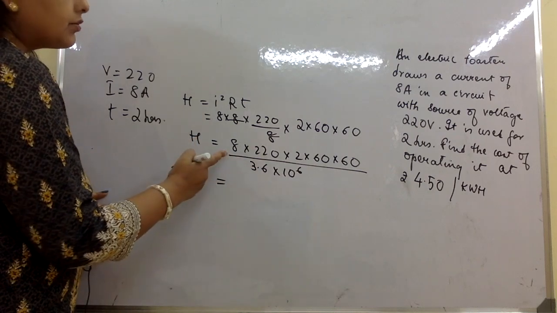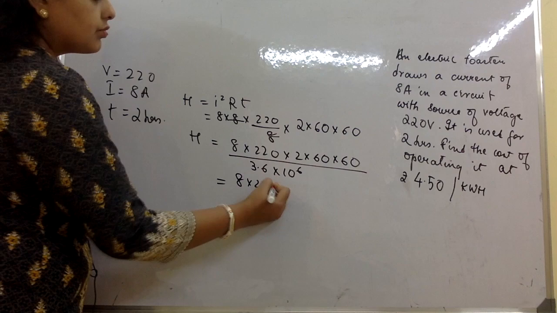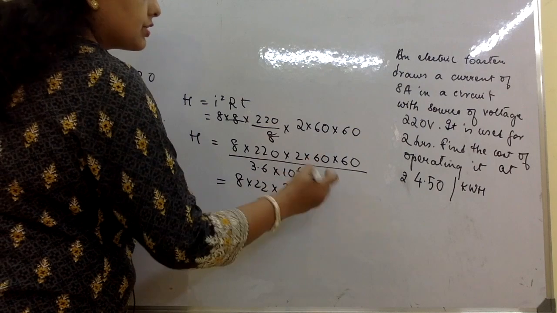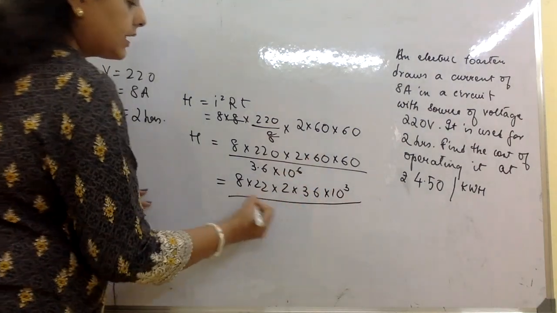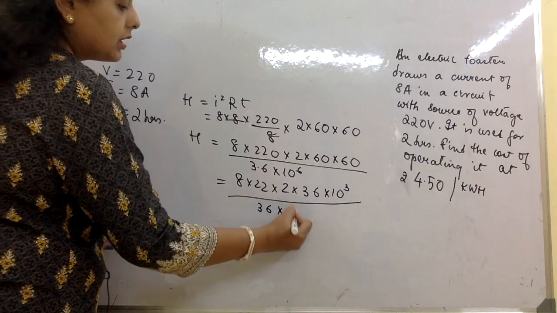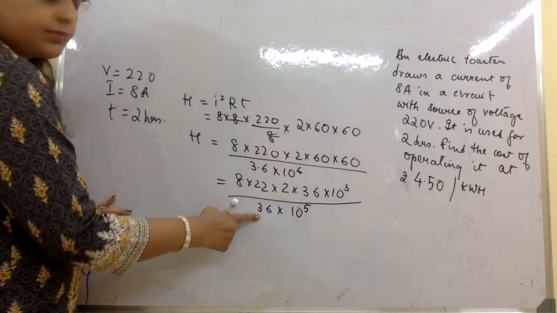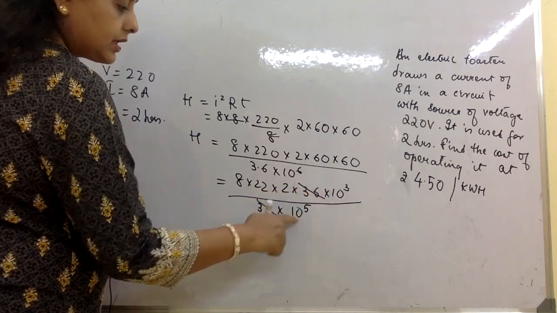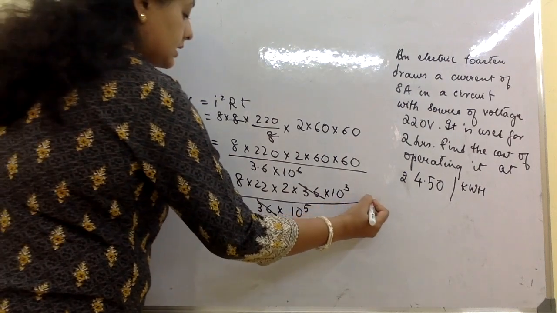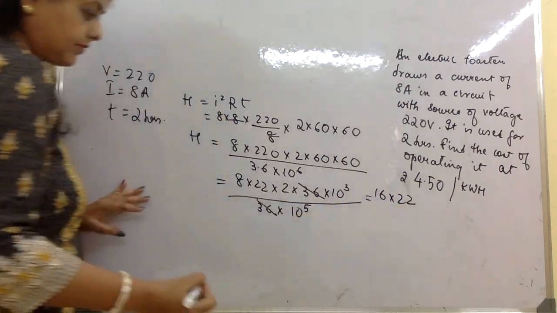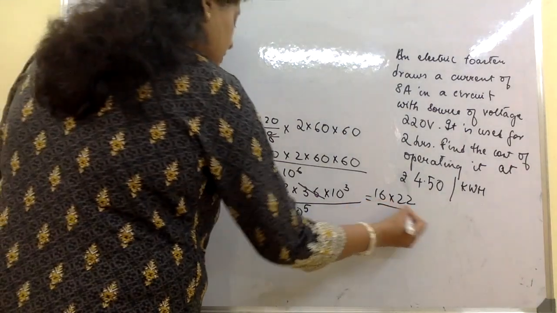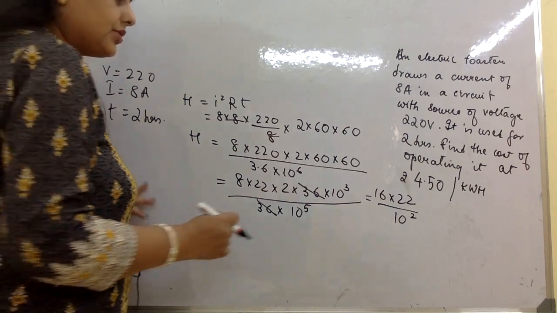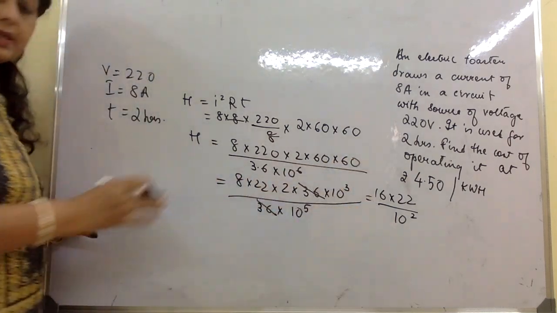Okay, now here 8 into 22 into 2 into 36, I am taking all the numbers here and the zeros separate. 10 to the power 3 by 3.6 into 10 to the power 5. I remove the point. 36 with the 36 is gone. Here I will be left with 10 to the power 2. Okay, so this is 16 into 22. Okay, 16 into 22 by 10 square.